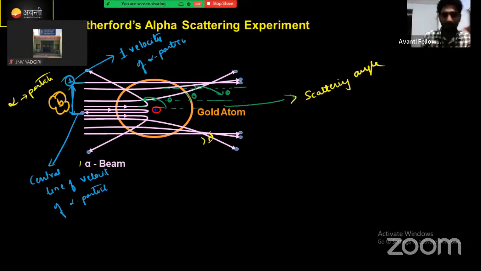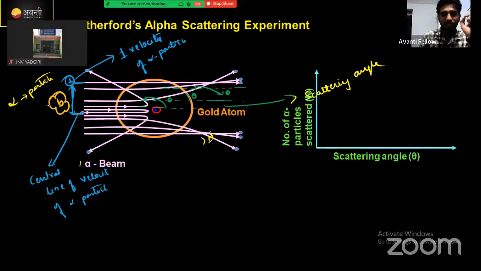Okay, here the thing is, look, scattering angle versus number of particles scattered. This is what we are going to draw here. Already I told you that as the scattering angle increases, the number of particles scattered becomes what?